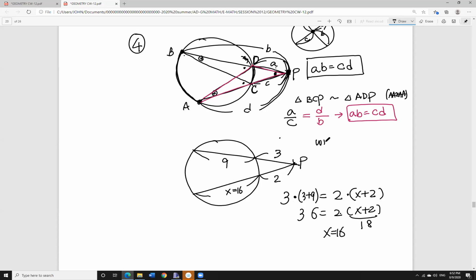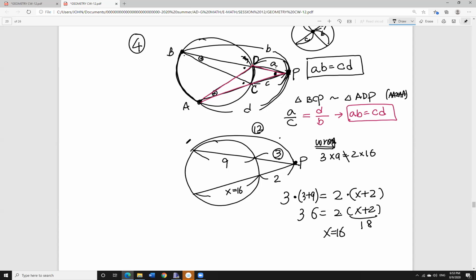This is wrong. What is wrong? If you go this way, 3 times 9 equals 2 times 16. That's wrong, right? They're not equal. Always you have to measure from this point. 3 times all the way down is 12. You have to multiply this 12 to the 3, okay? That is it, when we have an outside intersecting point.